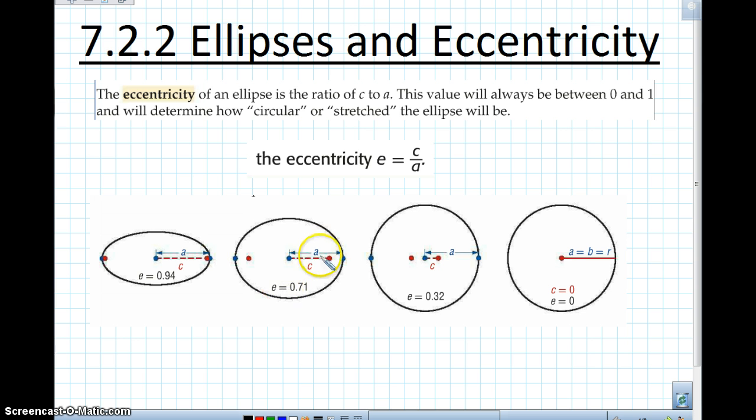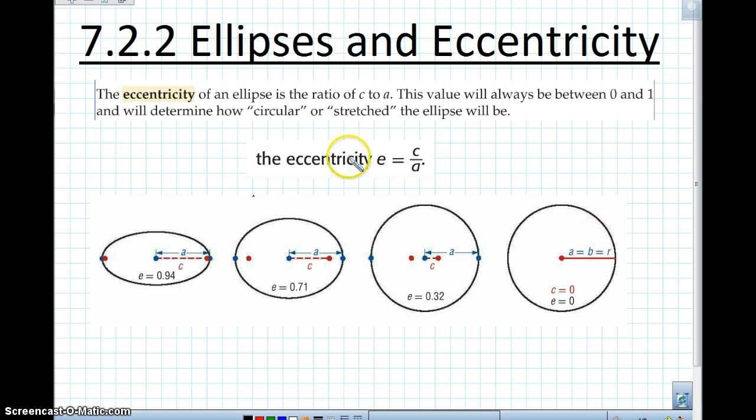But as we decrease C, as we make C smaller and smaller, the ratio gets lower, and we start to round out our ellipse. As the foci get closer and closer to the center, you can see it's almost a perfect circle, until the actual foci are on the center. And we talked about this in class the other day, that if the foci are exactly on the center of the ellipse, that creates equivalent distance for A and B, and you get an actual circle.